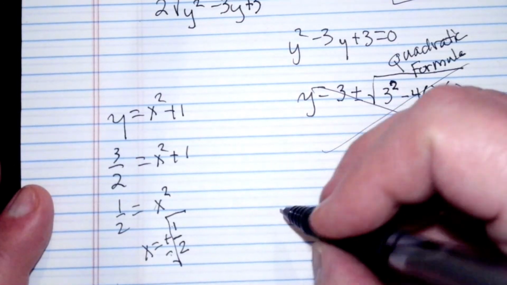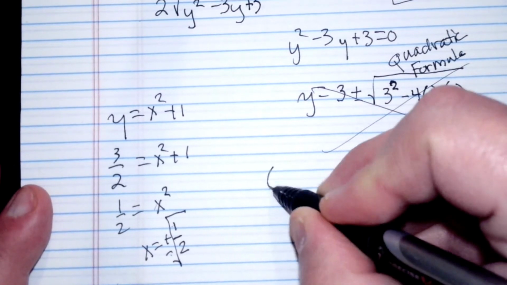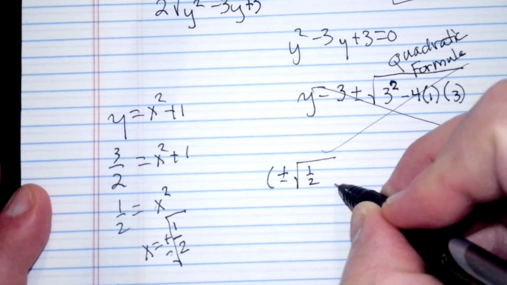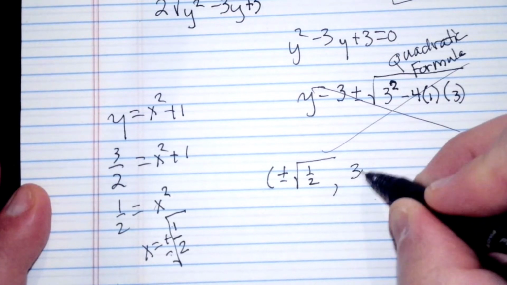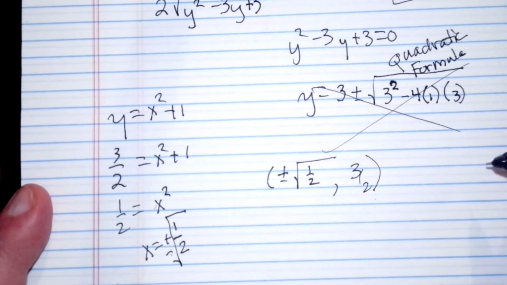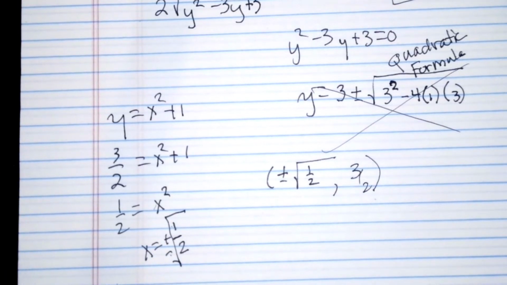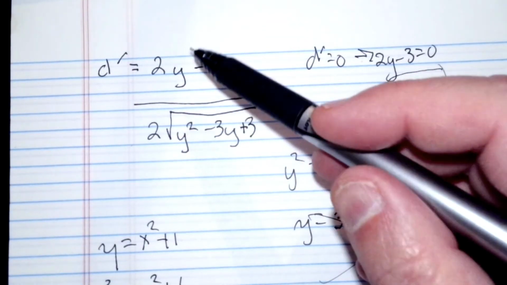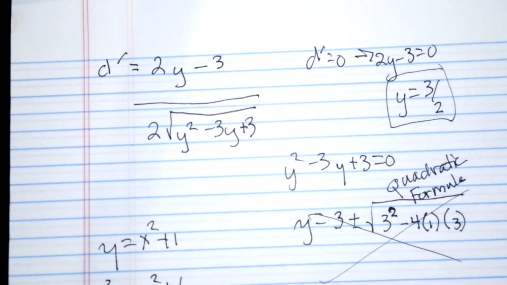So it looks like we have 2 points. We have plus or minus the square root of 1/2 for x, and for y we have 3/2. Now, let's show that we have a minimum. Well, I don't think I like the idea of using the second derivative test because I don't want to differentiate this. So I think I'm going to use the first derivative test instead.